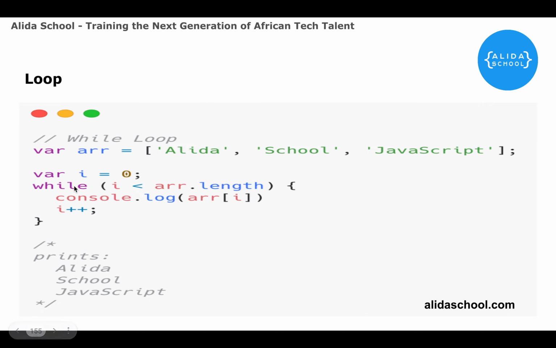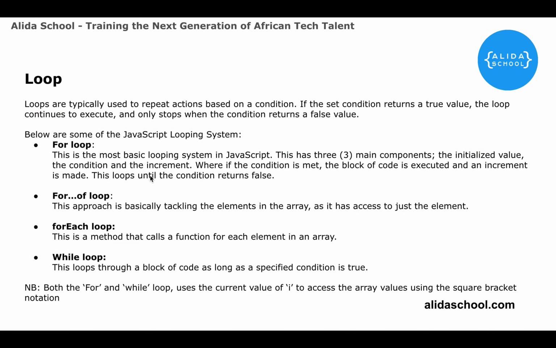Without this increment, this is going to turn into an infinite loop, as it will keep on printing the 0 index of the array. So with this, we've been able to cover the looping systems in JavaScript. And note, both the for and the while loop use the current value of I to access the array values using the square bracket notation, while the for of specifically targets that particular element.